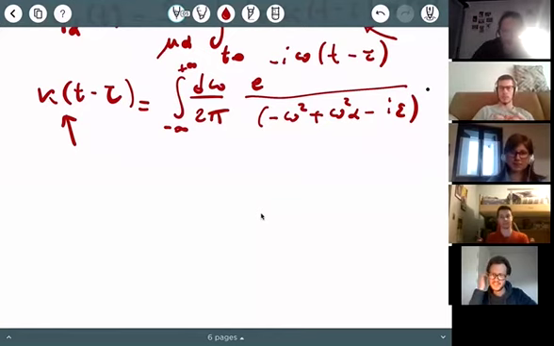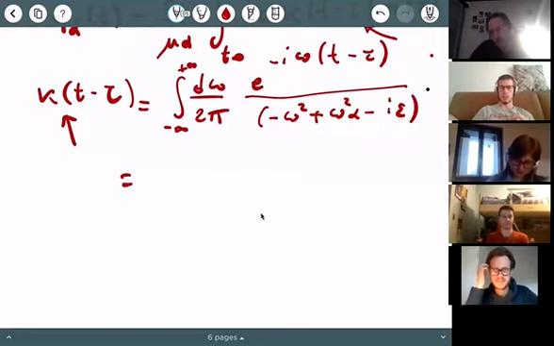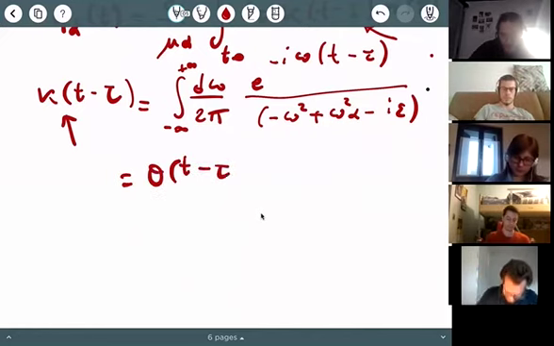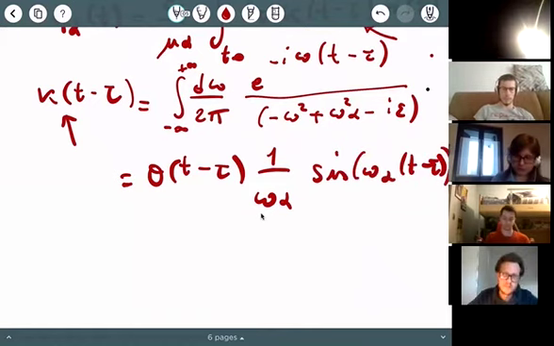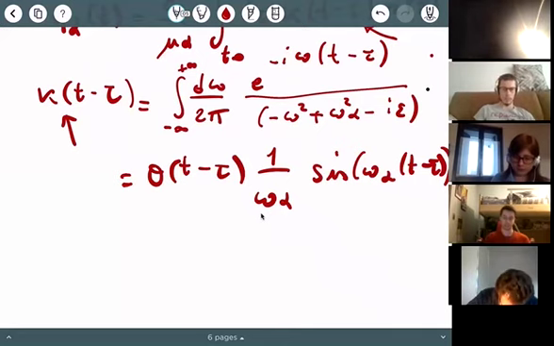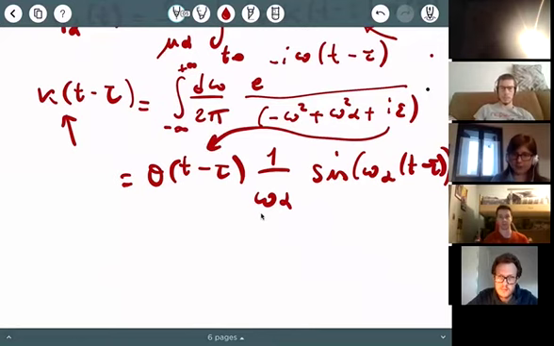Okay, so you can do this integral. And it's nice to do it with a residue theorem. I don't want to do it explicitly. It's a trivial exercise. The result is a theta function with a term like this. This is causality again. And I think this is plus now, and it goes here. This plus comes from here. Okay?